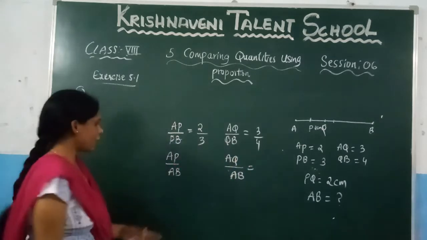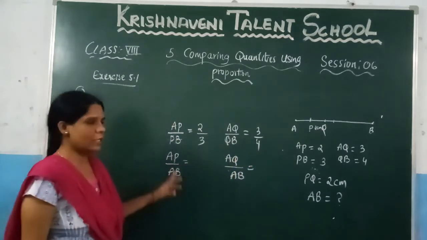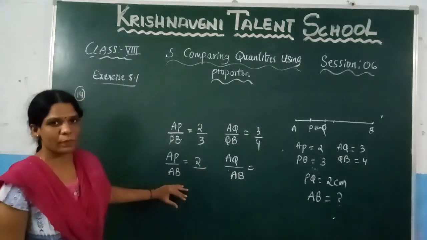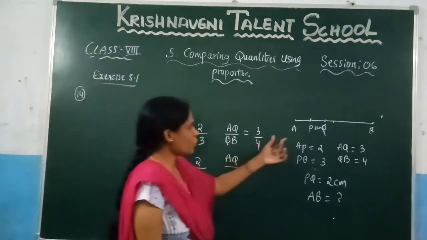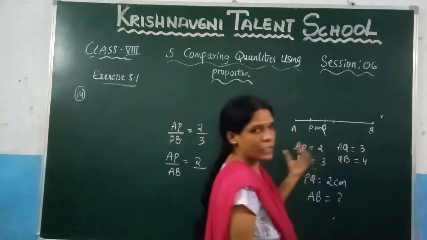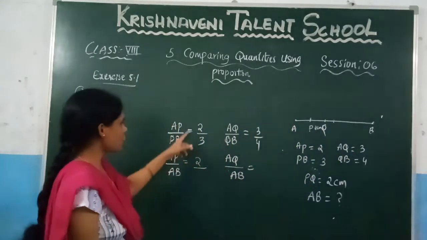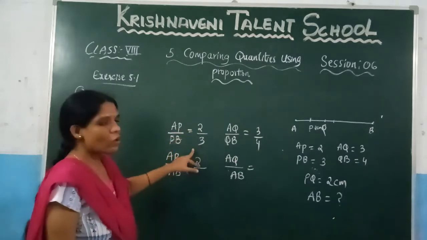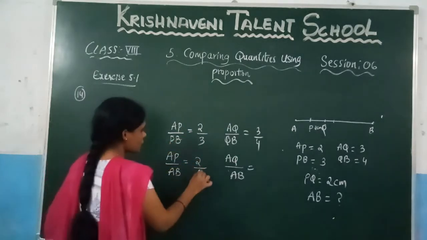If you want to find AP by AB, here AP length we know which is 2. But we don't know what is the length of AB. What is the length of AB? If you add AP plus PB, you will get the total length. That means if you add these two values, you will get the length of AB. So let us add: what is the value of 2 plus 3, which is 5.